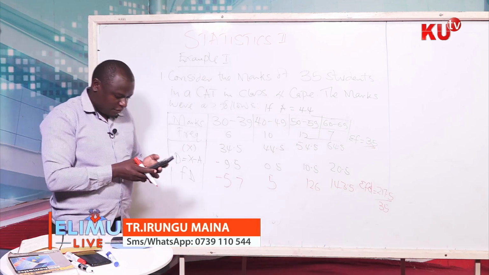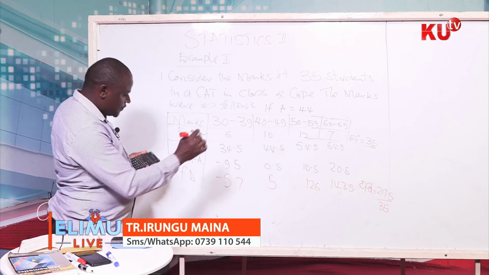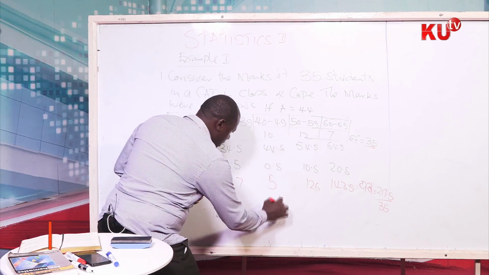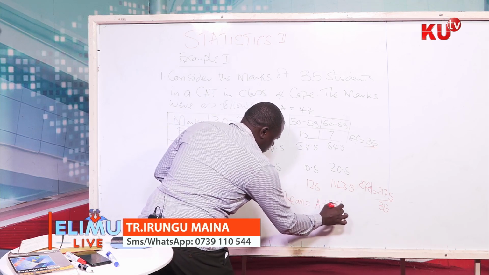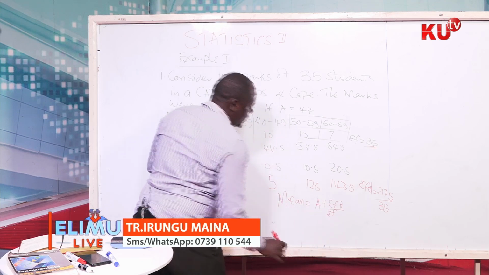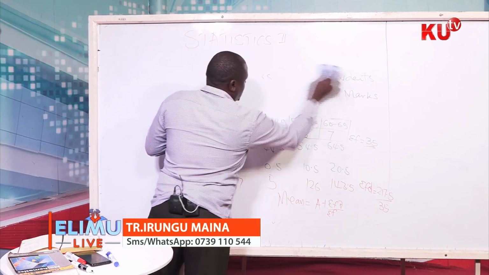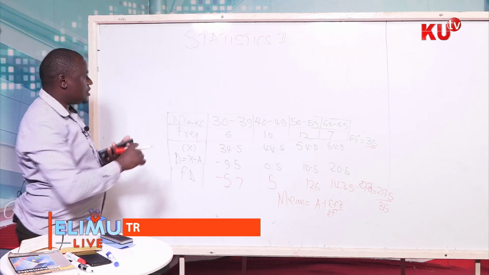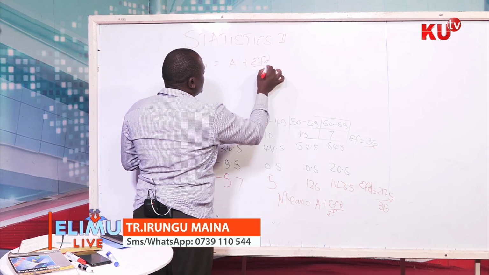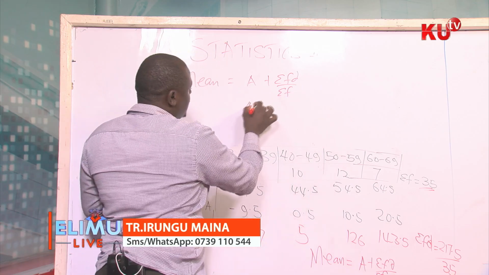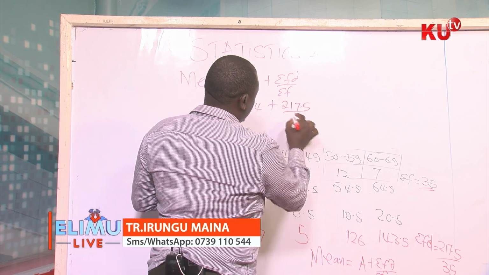If you divide that by 35, you will notice that your class mean, that gives us one part of FD, and therefore our mean shall be A plus summation of FD divided by summation of F. If you allow me to rub a part of the upper part, then class, you will notice that our mean equals A plus summation of FD over summation F, and our A is already given as 44, plus summation of FD is 217.5 all over 35.